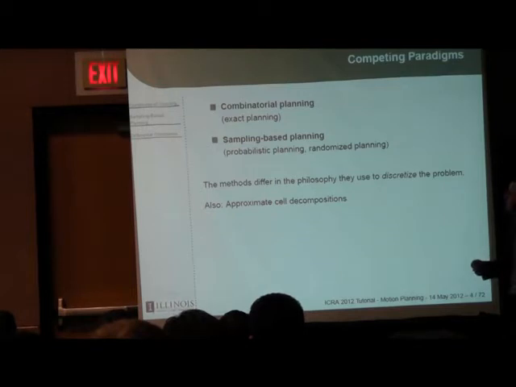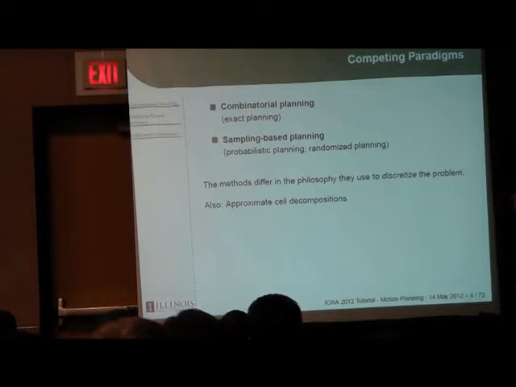So there are two families of methods. Combinatorial planning, which is also referred to sometimes as exact planning. That was the name that was used heavily in the 1980s. Sampling-based planning, which is also often referred to as probabilistic planning or randomized planning, but there are a significant number of non-randomized versions that work quite fine as well, and sampling-based planning covers kind of a larger envelope then.